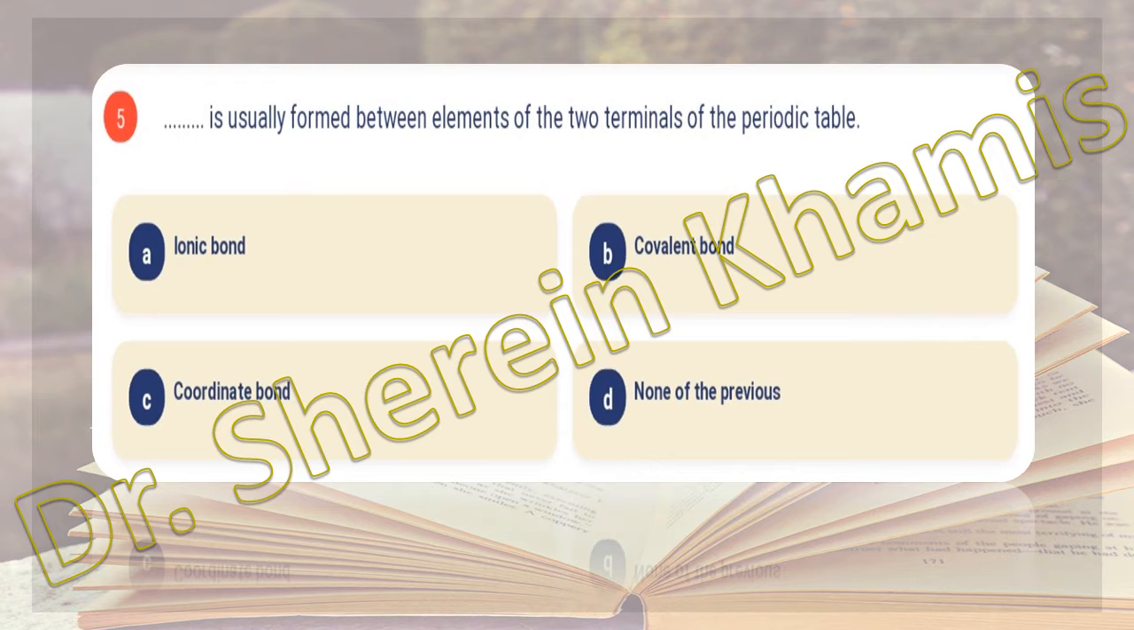That we make a big difference in electronegativity between the metal and non-metal, so we will form what? We will form an ionic bond. So the right answer will be ionic bond. Okay, let's go into question 6.